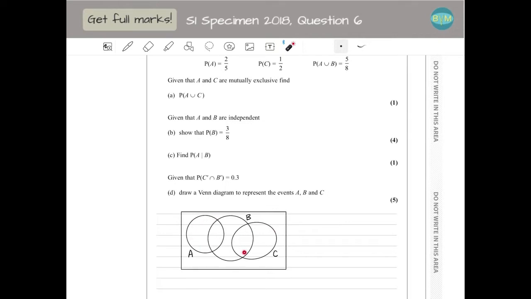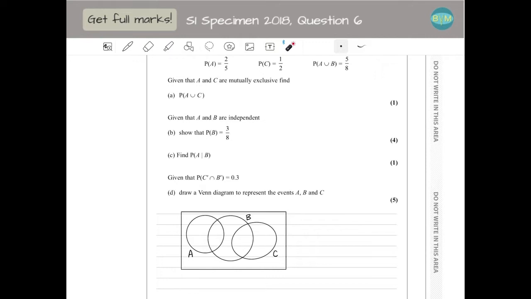A and C are mutually exclusive, so that means they don't have intersection. You can always represent these bubbles all together with an intersection and write the probability in the middle as 0, but if you know they are mutually exclusive, I would recommend you represent it this way, with A and C completely separate without intersection, so you don't get mistakes.